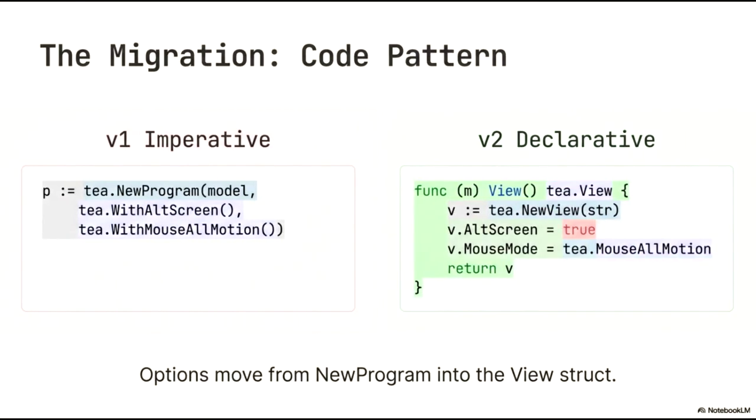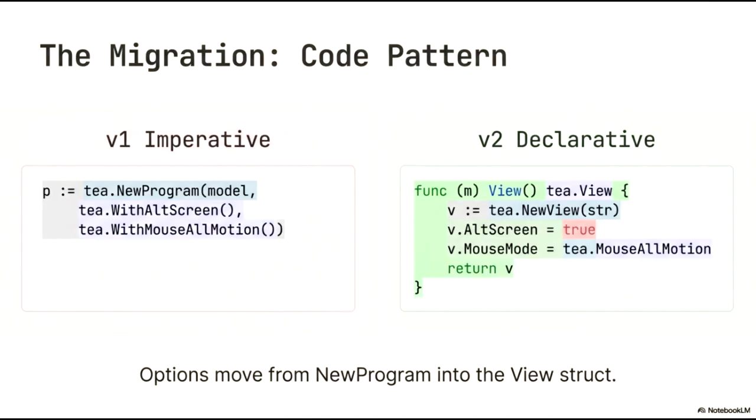This slide illustrates a fundamental shift in how we configure program options during the migration from version 1 to version 2. In the version 1 imperative pattern, options such as the alternate screen and mouse motion were passed as functional arguments directly into the new program constructor.